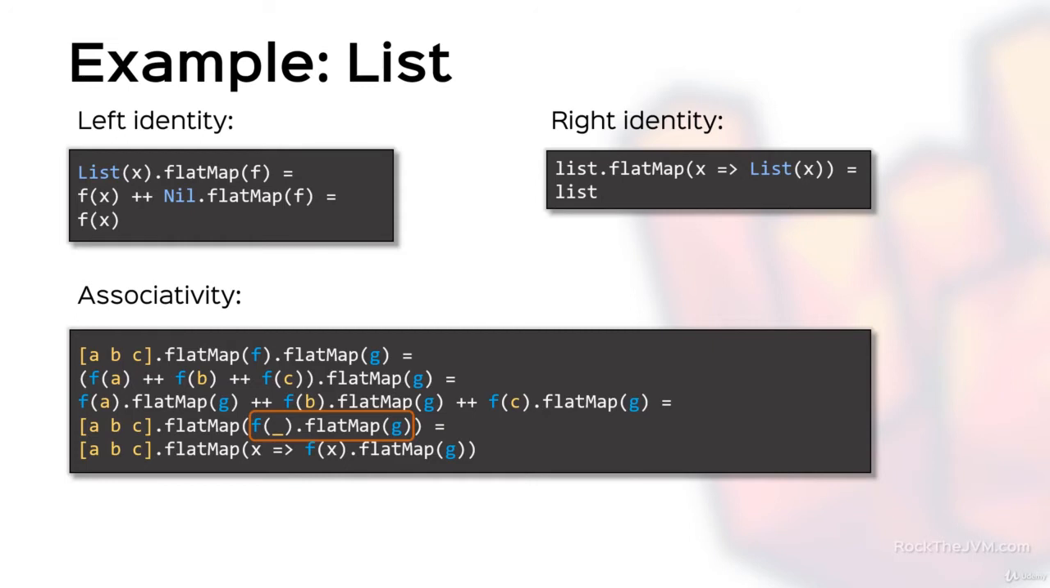So all of the monad laws hold for list. Now, if the associativity explanation was too quick or you found it too complicated, feel free to pause the video and try to prove this for yourself. But the inference chain goes like I've shown you here.